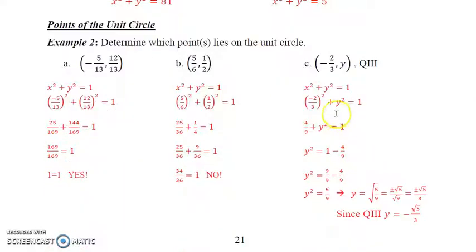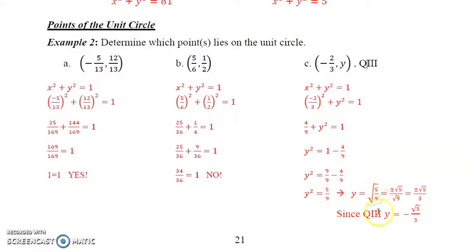And this one here, we're determining the point. They didn't give us a y value, but they told us quadrant 3, so we know the y value is going to be negative as well. So we just solve for y. We put in our x value as negative 2/3, which becomes 4/9. Take the 4/9 to the other side. 1 becomes 9/9. Subtract 4/9 and we get 5/9.